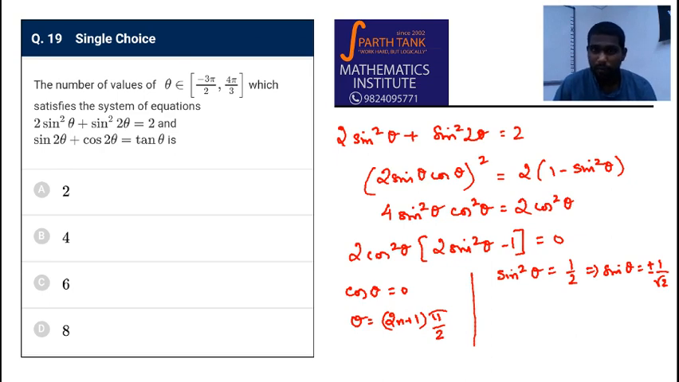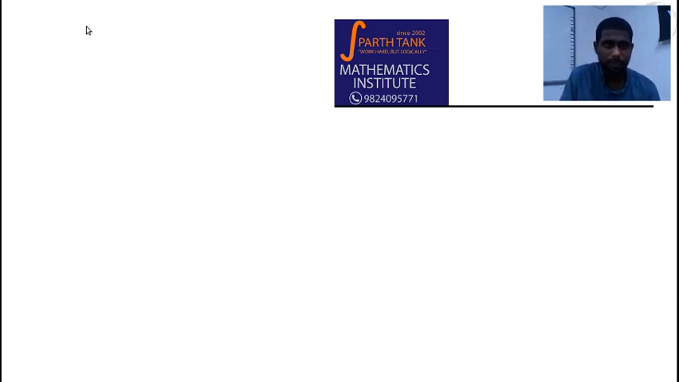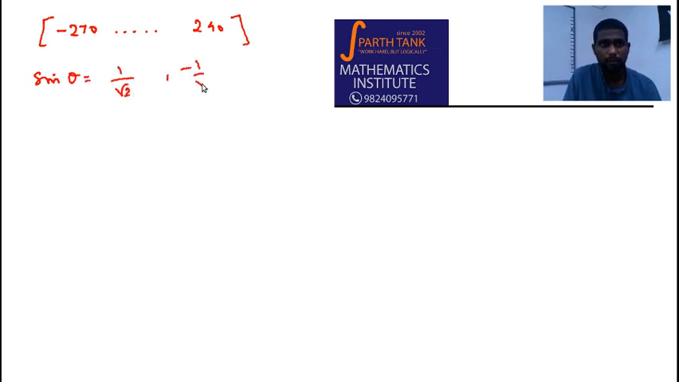Now we have to see how many such we have from minus 3 pi by 2 to 4 pi by 3. Sin theta can be both 1 by root 2 or minus 1 by root 2. So let us just think about these values. That is from minus 270 to 240. In this range, how many angles satisfy this? That is sin theta is equal to 1 by root 2 or minus 1 by root 2.